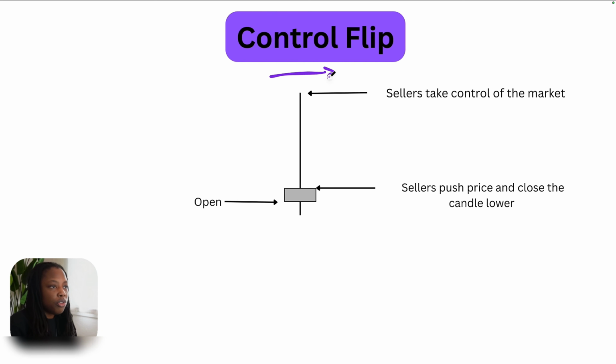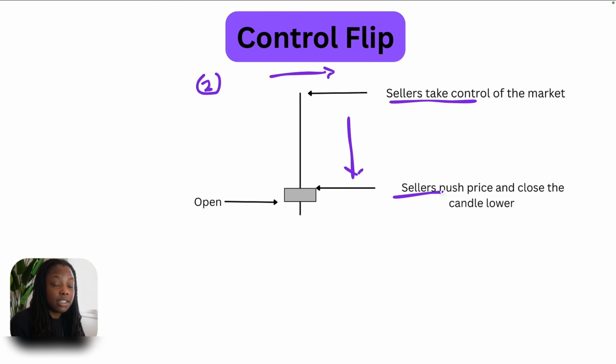Now, control flip candle, type number 2. In this case, one side was dominating. In this example here, buyers were dominating, but at some point, sellers came and said, nope, they took control and pushed price and closed lower.